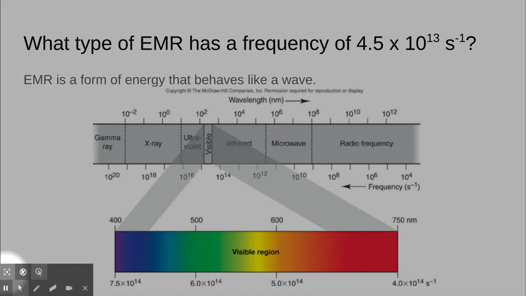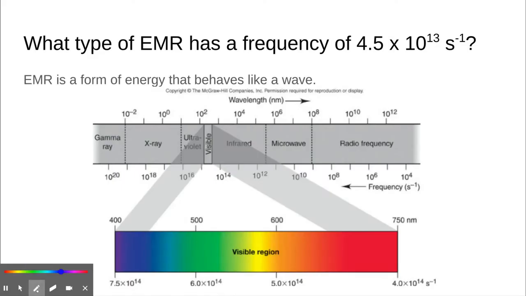All right, so again, frequency is our keyword here. So we're looking at this part of the diagram, and we want 10 to the 13th. And 10 to the 13th is going to be between 10 to the 14th and 10 to the 12th. So this type of EMR is infrared radiation, or you could also write IR or infrared.